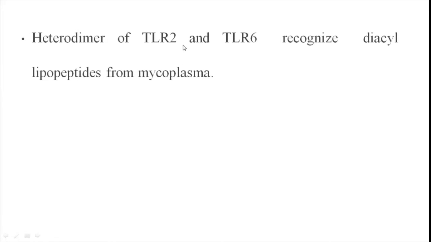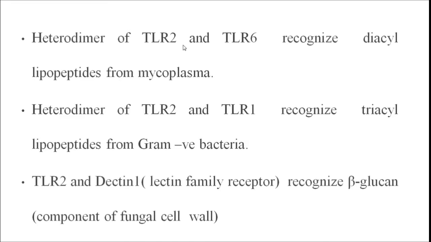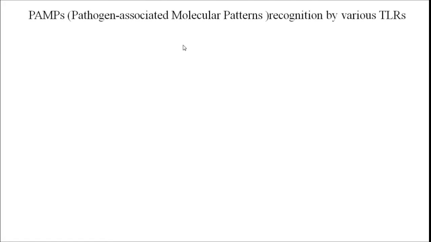Among the heterodimers, toll-like receptors 2 and 6 recognize diacyl lipopeptides from mycoplasma, while the heterodimer of toll-like receptors 2 and 1 recognizes triacyl lipopeptides from gram-negative bacteria. Toll-like receptor 2 and dectin-1 recognize beta-glucan, which is a component of the fungal cell wall. So these PAMPs, that is the pathogen-associated molecular patterns, are mainly recognized by different toll-like receptors.